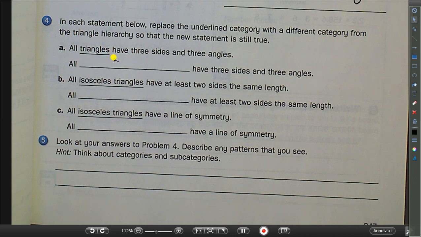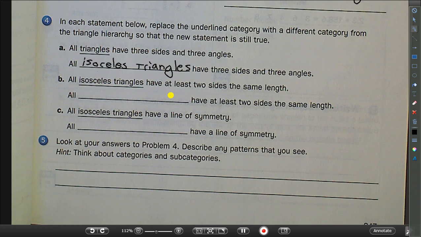Now again, we can do isosceles or equilateral here. I'll just do isosceles. All isosceles triangles. But we could have put either term here.